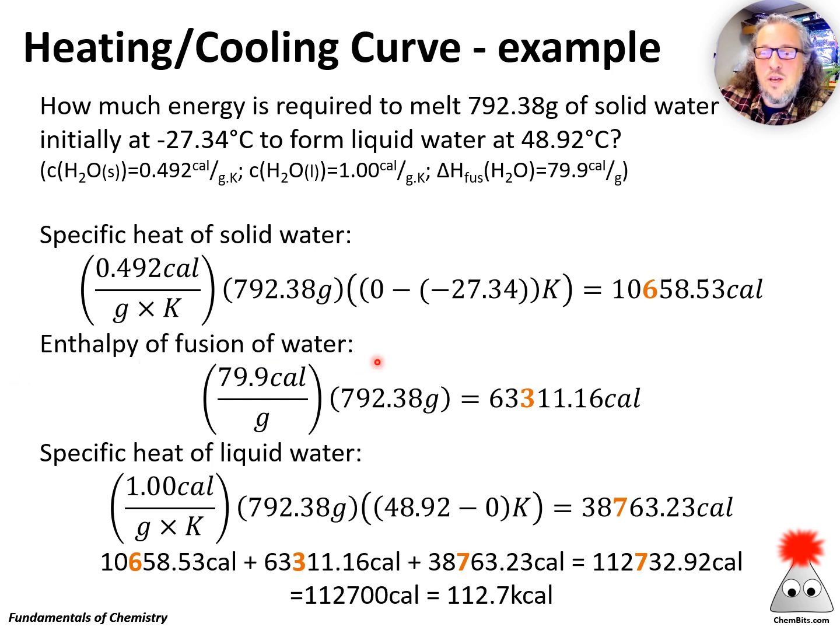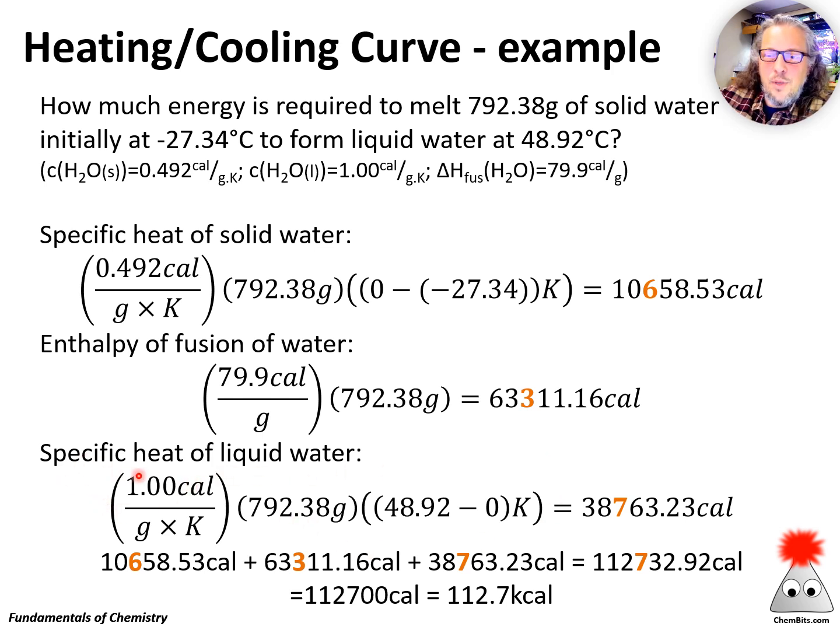Let's do that enthalpy of fusion. So 79.9 calories per gram. I've got 792.38 grams. That gives me enthalpy of fusion for this sample is 63,311.16 calories. Again, not going to round yet, but I will keep track of where I would round.